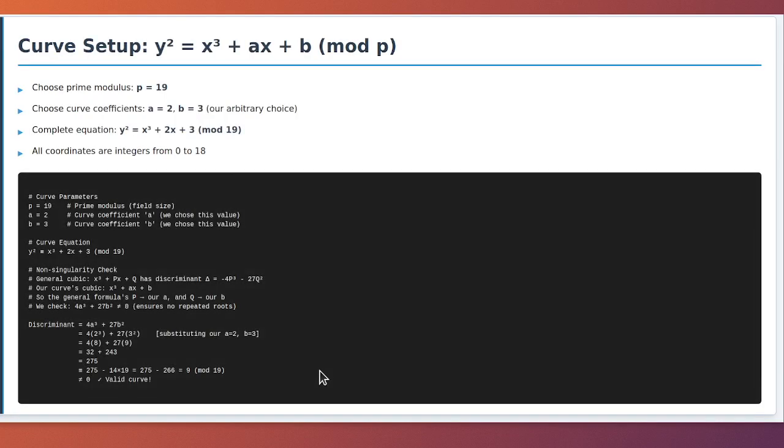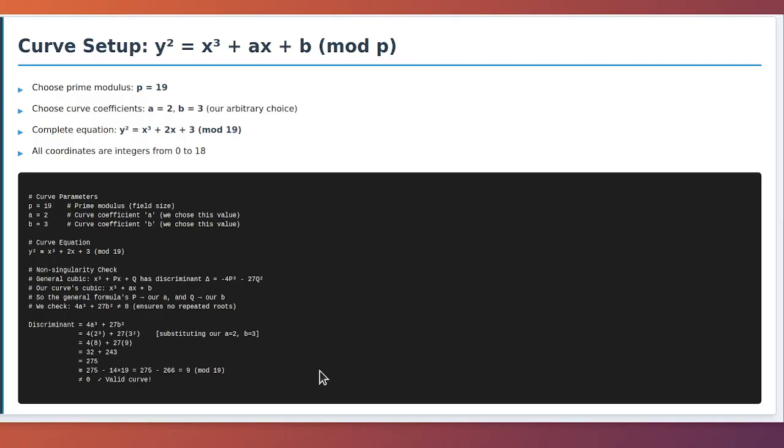Setting up our elliptic curve. Let's start by defining our elliptic curve. An elliptic curve in short Weierstrass form has the equation y squared equals x cubed plus ax plus b. Here, a and b are coefficients we choose to define our specific curve.